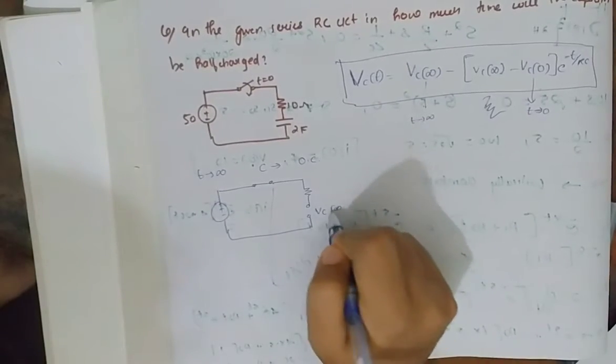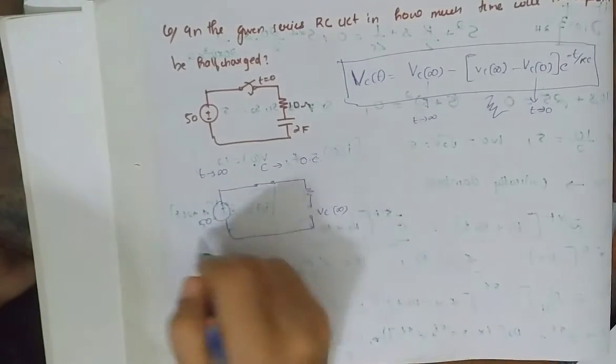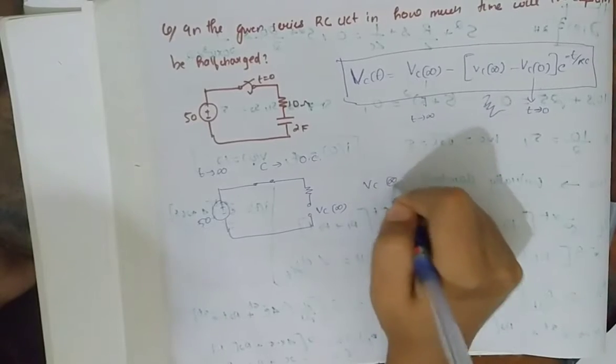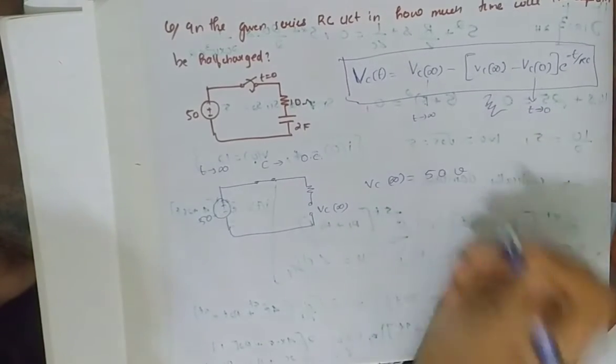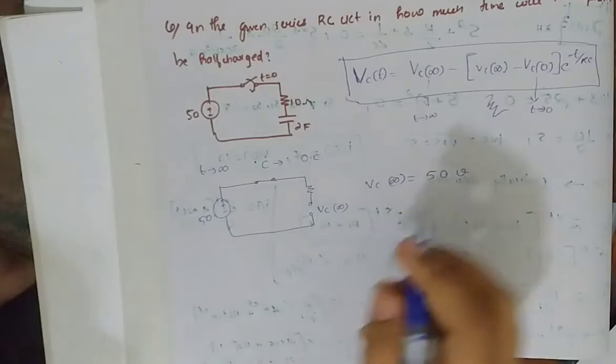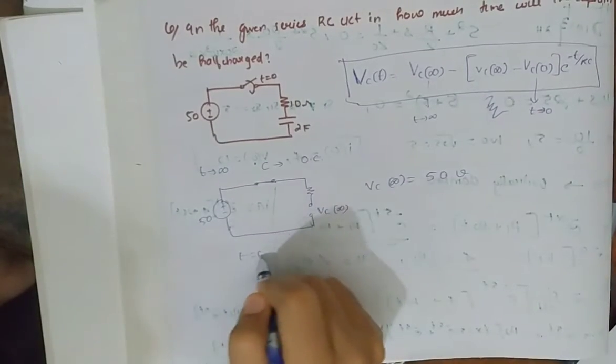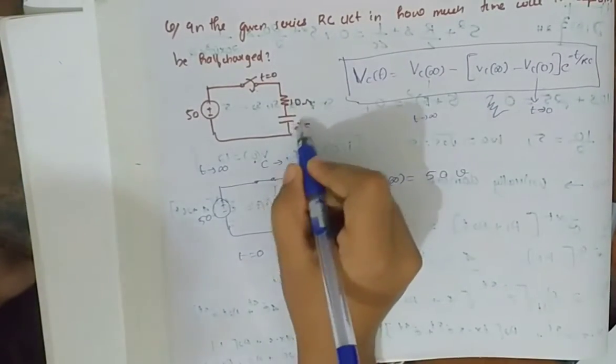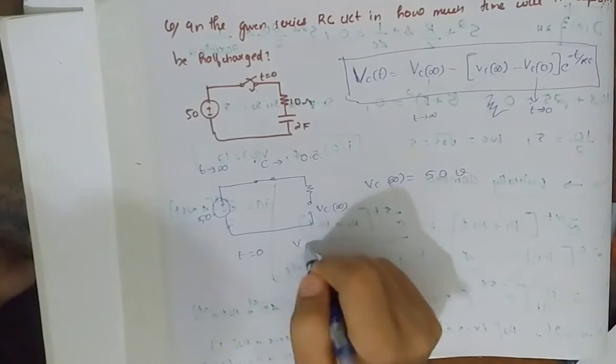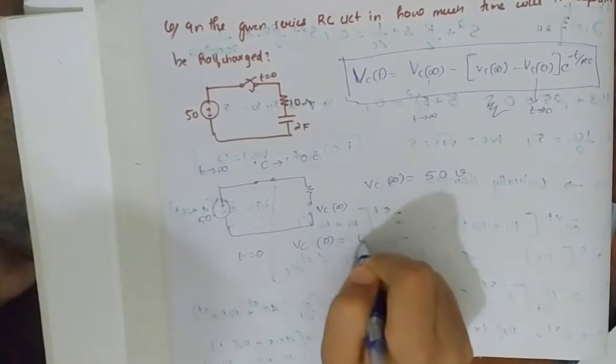So this is Vc of infinity, right? So the whole 50 volt will be dropping across the capacitor. That is, Vc of infinity is 50 volt. So what is Vc of 0? When t is equal to 0, the switch is not closed, so no current is flowing through the capacitor. So the voltage across the capacitor at t is equal to 0 is 0 volt.